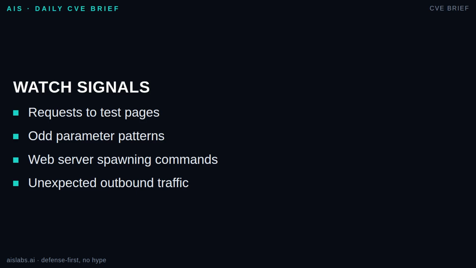On the host, watch for behavior that should not be normal for this application. The web service launching operating system utilities, unexpected child processes, changes to files outside expected application directories, or sudden configuration modifications. Network monitoring can add another layer. A server that normally only receives application traffic should not suddenly initiate unusual outbound connections or data transfers. Baseline normal behavior first, then alert on deviations.